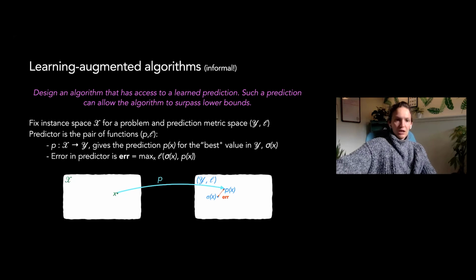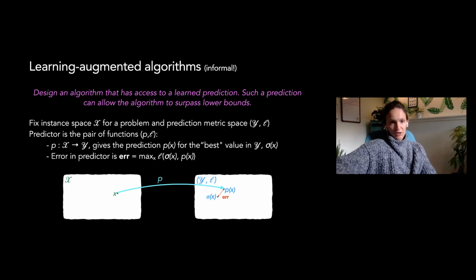So let's say this with our words now. The predictor is going to be the pair of functions, P with L, where P is a function from the instance space to the prediction space. And P of X gives the prediction for the best value for X in Y. So it's the prediction of sigma X. Then the error in the prediction, you can look at as being the max over all of the instances of the distance between sigma X and P of X. So this is more formal than just going over examples. This is still pretty informal. This is the easiest way, I think, to view this in a talk for now.